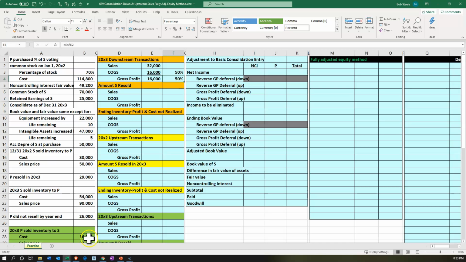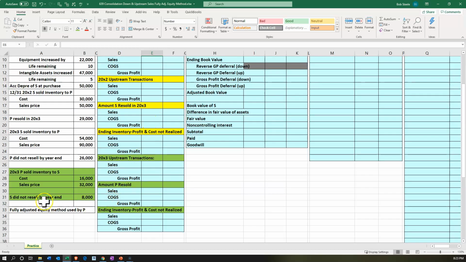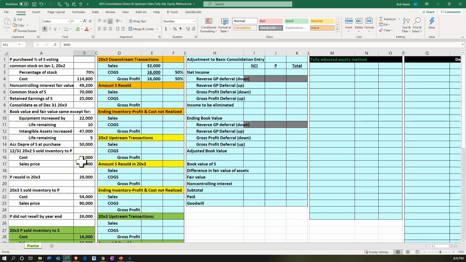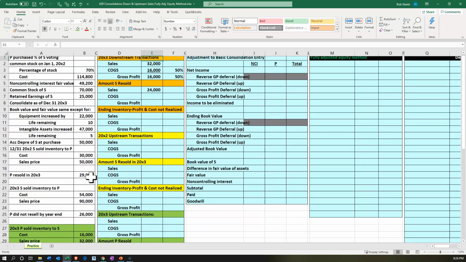I'm going to get the same for the cost of goods sold percentage of sales, which will be 50-50 in this case. Then we're going to see how much was resold. They said we did not resell 8,000. So this is the amount that was still in ending inventory. So that means that of this amount, we still have left 8,000. So we need a subtraction problem to see how much was resold, which will be the 32,000 minus the 8,000. That'll give us the 24,000.